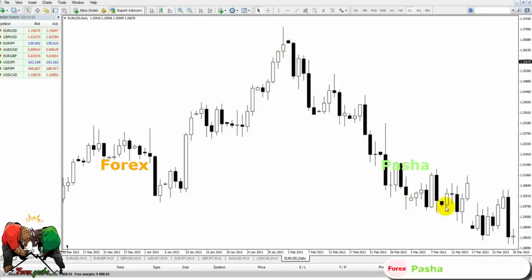So one thing that you must not do is place a sell every time that you see an evening star pattern. The reason why is because this kind of pattern occurs in the market quite regularly and we need a lot more confirmation to take this trade.